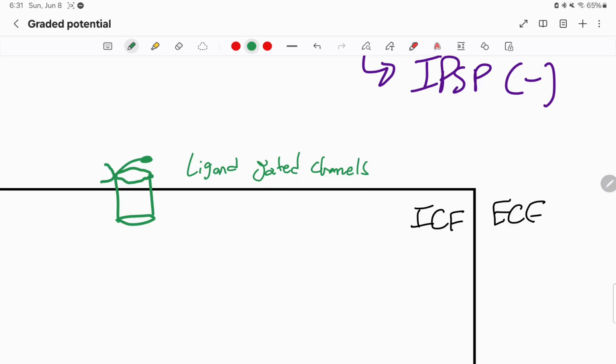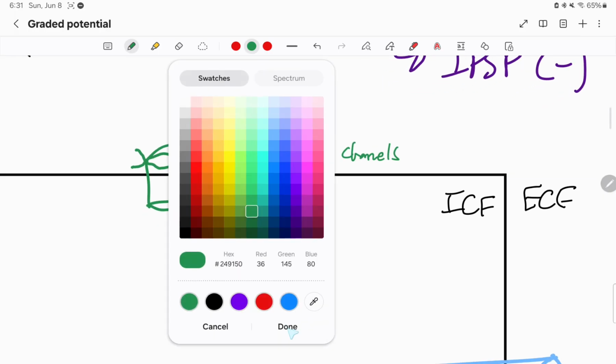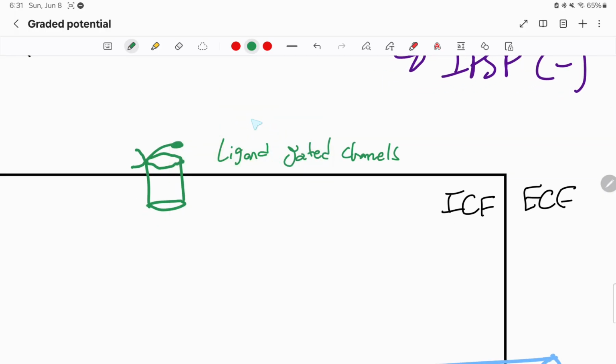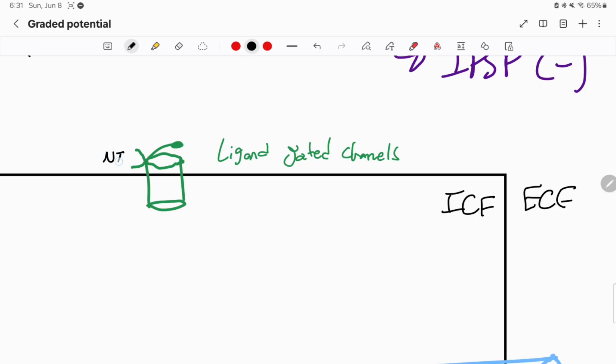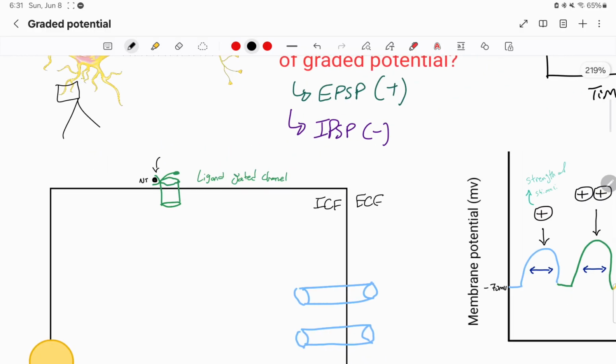And this ligand-gated channel, you guys know that the ligand is what? Something that binds to a receptor. Well, what is that something? That is our chemical stimulus, our neurotransmitter, okay? I'm going to depict it with this black dot here. It will come and bind to this ligand-gated channel, this green ligand-gated channel. This is our neurotransmitter.